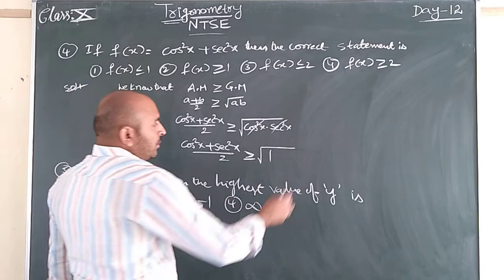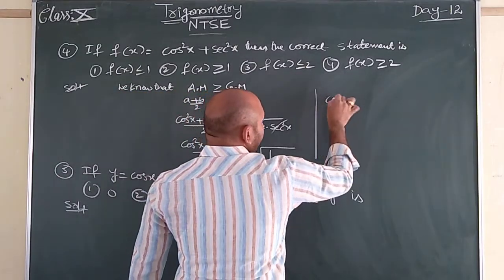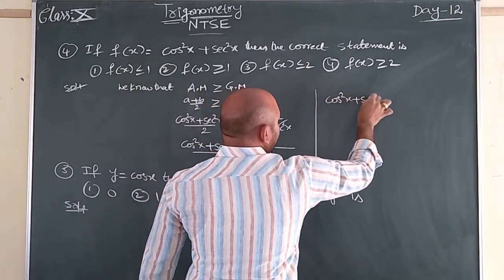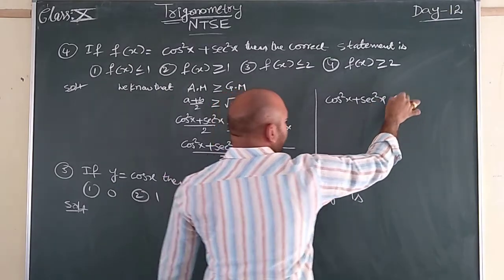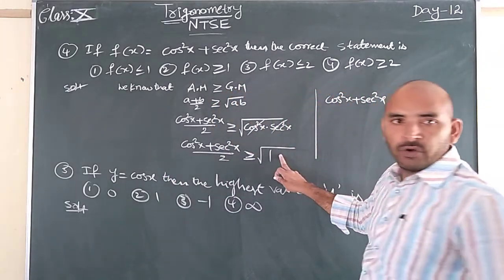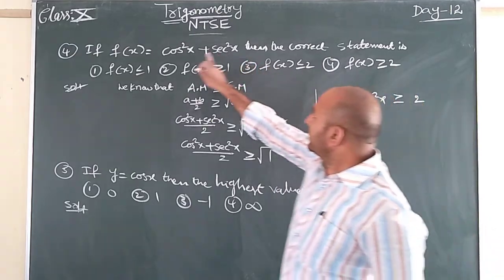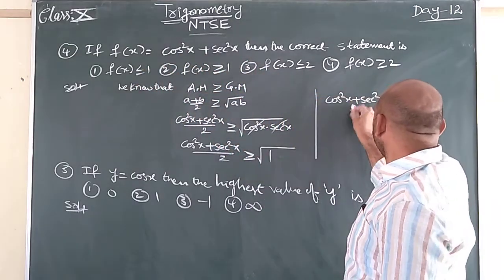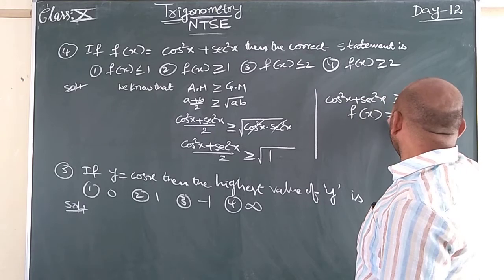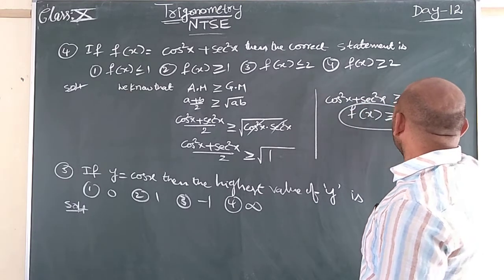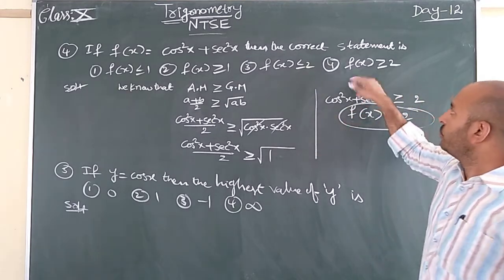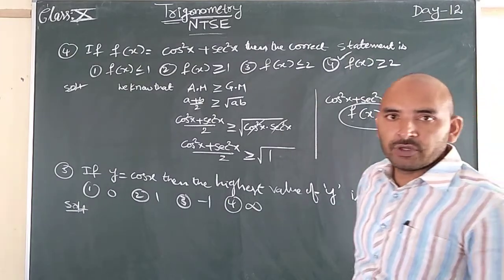So next, cos square x plus secant square x is greater than or equal to root 1, which is always 1, into 2, that is 2. What is cos square x plus secant square x? That is f of x. So clearly f of x is greater than or equal to 2. So option number 4, f of x greater than or equal to 2.